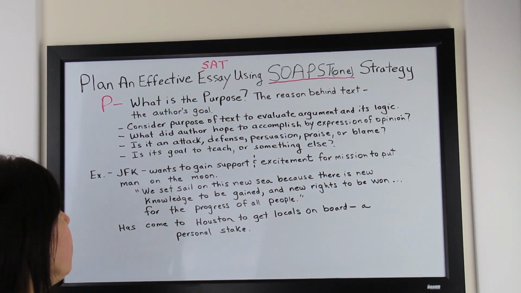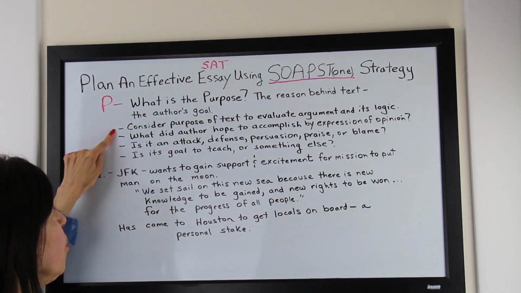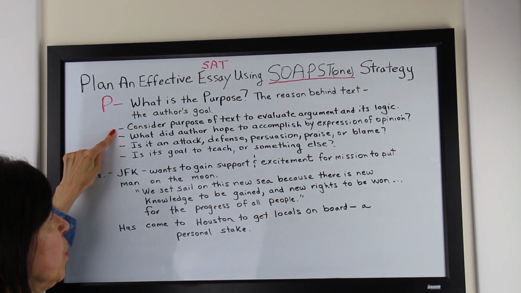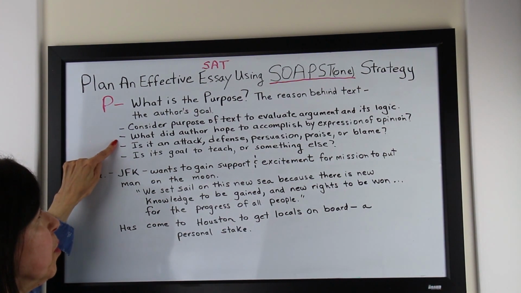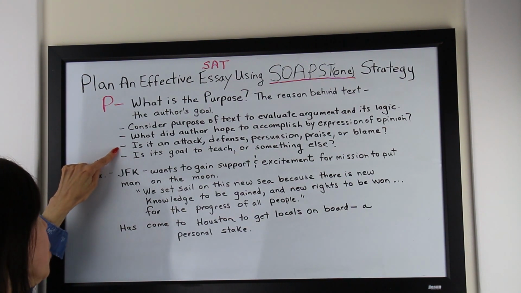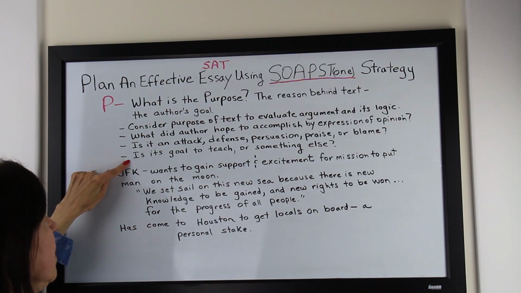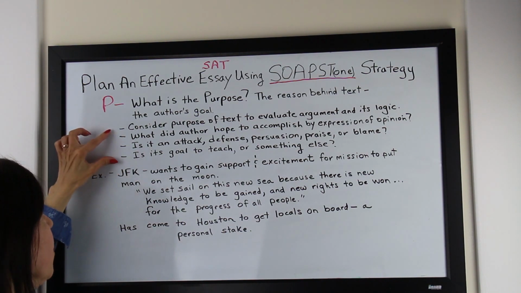It's the author's goal. So you want to consider the purpose of the text to evaluate the author's argument and its logic. What did the author hope to accomplish by this expression of opinion? You want to determine, is it an attack, defense, persuasion, praise, or blame? Or is its goal to teach or something else? All of these things are important as you read the source text.